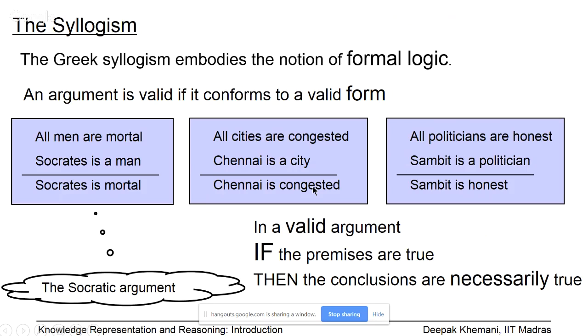must necessarily be true. So if it is true that all cities are congested, and if it is true that Chennai is a city, then we can say that it is true that Chennai is congested. So it's conditional based on the premises. So if the premises are true, then the conclusion is true.